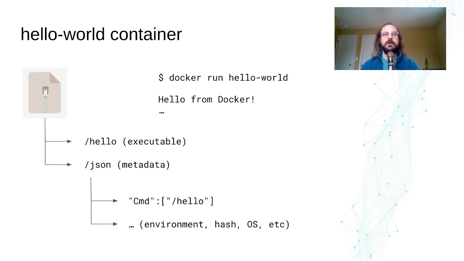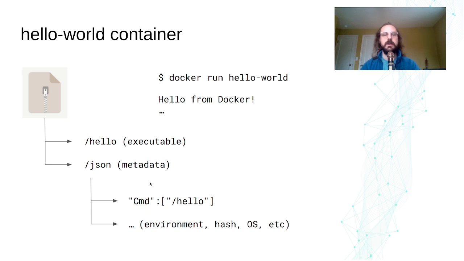Here's a basic example of what a container image might look like. This is a Hello World container that's provided by Docker Project. And in a terminal, I can use docker run hello-world to run this container. And it's just going to spit out a message that says hello from Docker and some other stuff below. And this container is just a single executable and some JSON metadata. That's all we have in here.